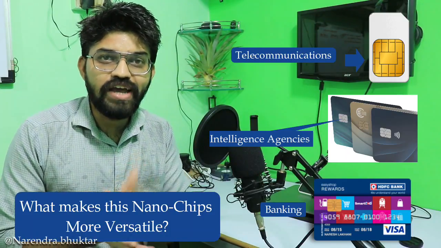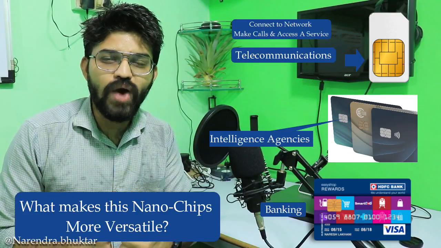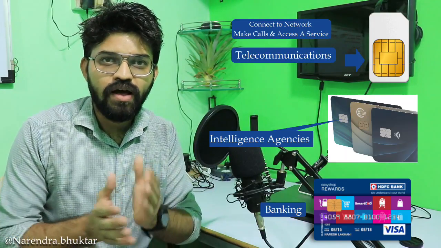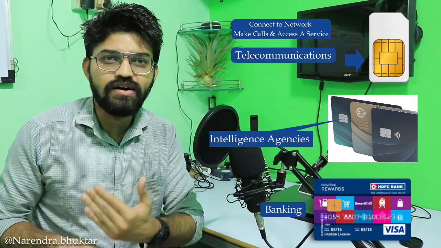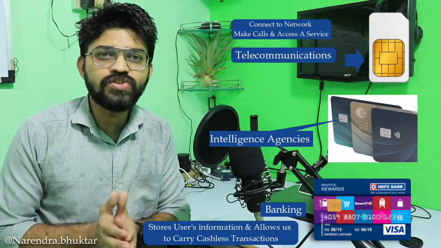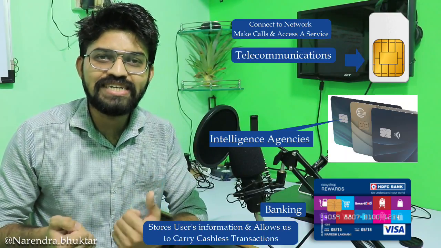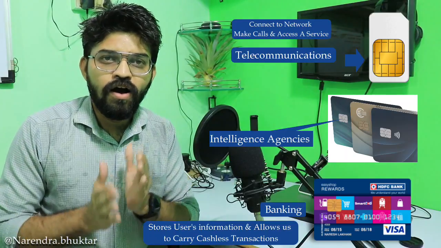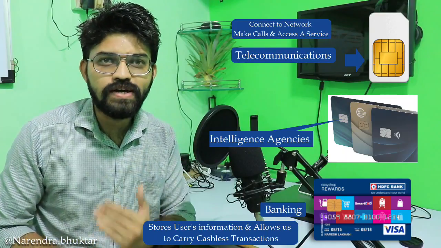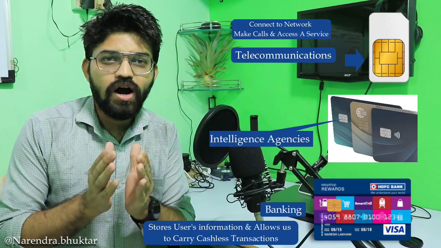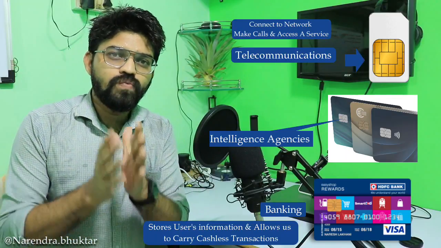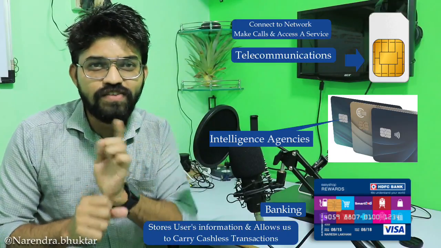As a SIM card, we can connect to a particular network and access services. That is the telecommunication industry. As a banking card, the credit card or debit card stores the user's information and allows us to carry out cashless transactions. As a smart card, this small chip allows the user to connect to a particular service on a particular network. So these different chips have different functions.